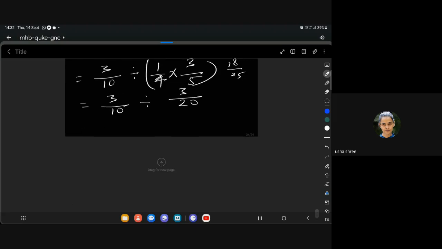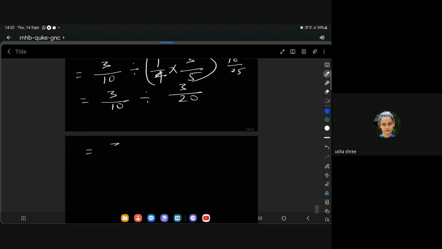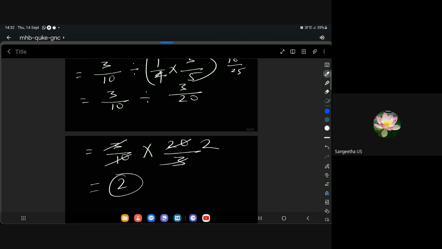Okay. The next part is very simple. 3 by 10 will remain same, into 20 by 3. Now, how much is remaining after cancelling everything? 2. So it will not come as 18 by 25. It will be 2. Clear? Yes, Bhaiya, it's clear. Okay.